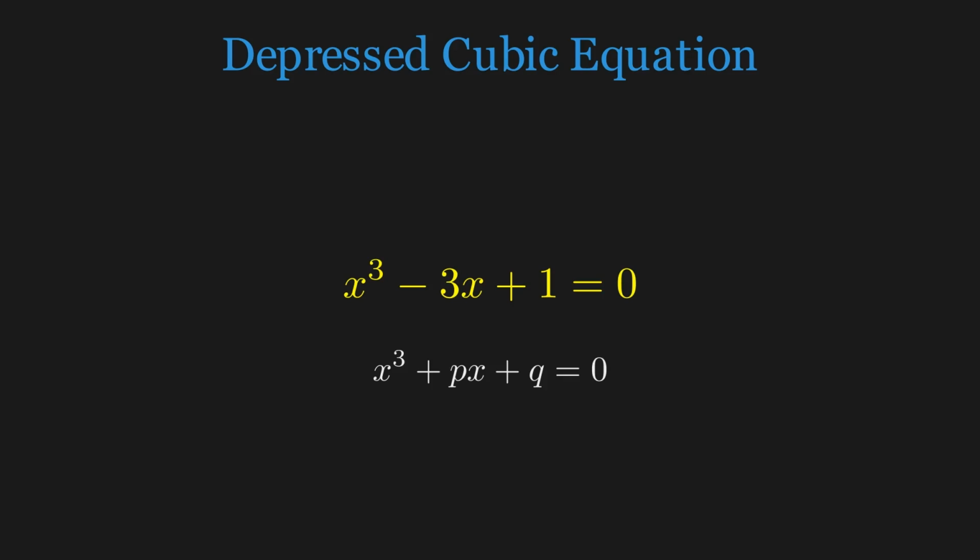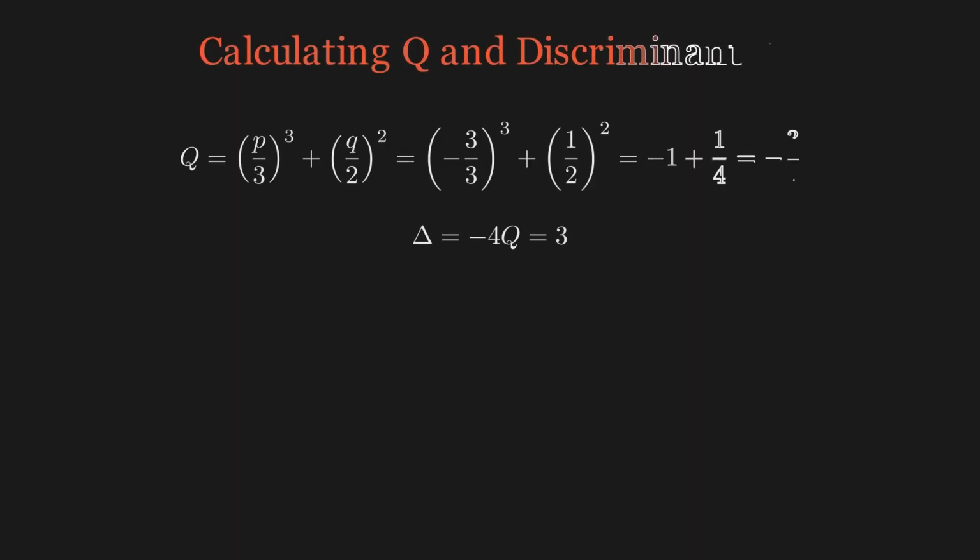Here we are solving our equation x cubed minus 3x plus 1 equals 0. So, first, we compute q using the formula, which is q equals the cube of p divided by 3 plus the square of q divided by 2. We got the value of q equals minus 3 divided by 4. After that we calculate the value of the discriminant, often denoted as delta, which is important because it determines the nature of the roots. Delta is calculated as negative 4 times q. So, substituting the value of q, we get delta equals 3.